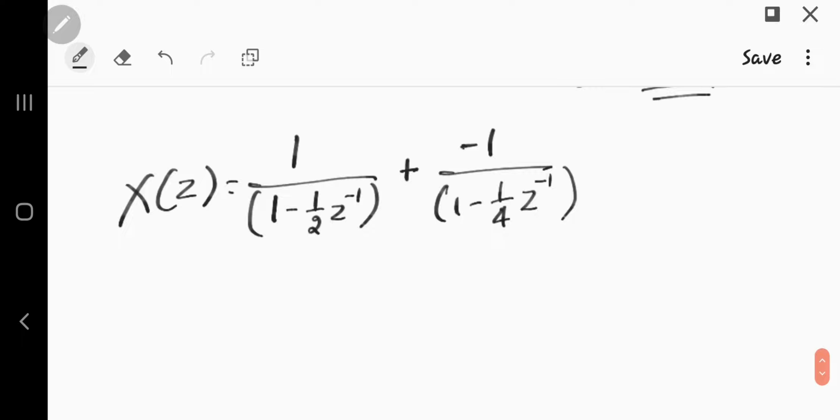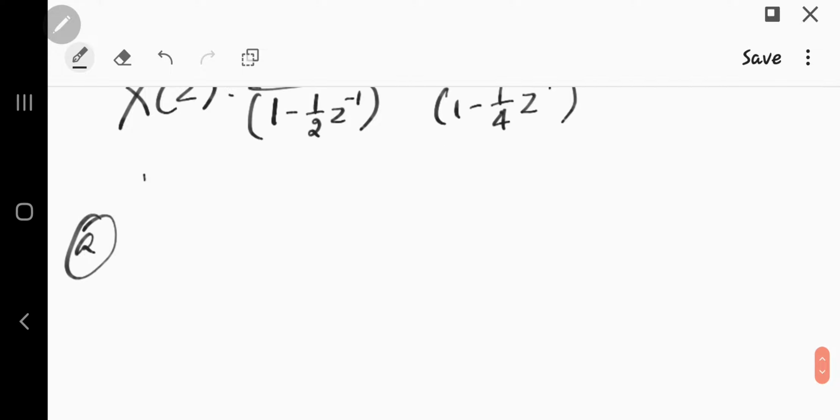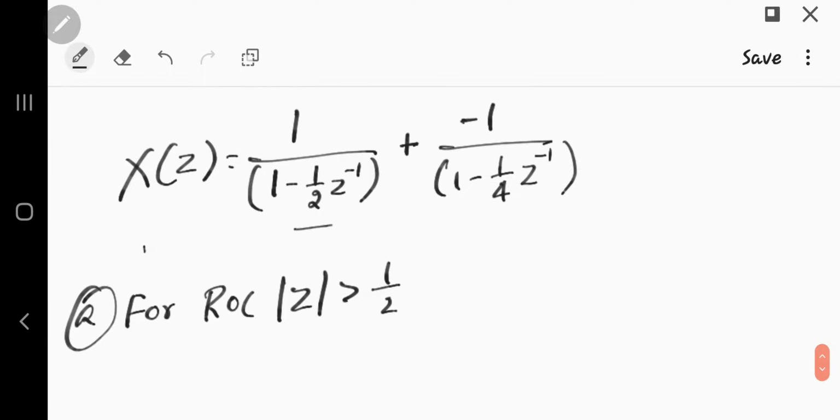Now we have to apply the inverse transform. For applying the inverse transform, we have to consider the ROC, of which there are three different ones. So the first one is for ROC z greater than 1 by 2. Now if you observe, we have two things to converge, 1 by 2 and 1 by 4. But 1 by 2 is greater than 1 by 4. So if z is greater than 1 by 2, then it is obviously greater than 1 by 4.